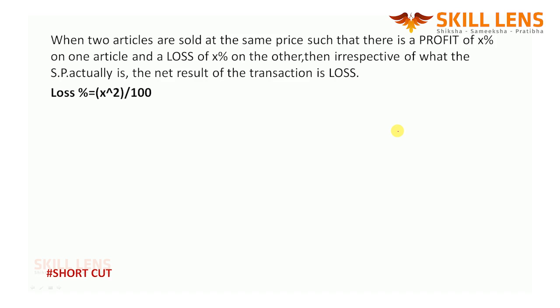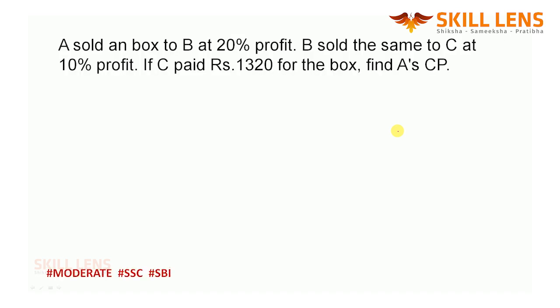How about the third one? The third one is: selling price of two articles are same. First one at some X percent profit, the other one also X percent loss. Then your answer is what? Always you will end up saying loss percentage. The loss percentage is what? X square by 100 percent. Okay. This is how your three models are very, very important. Let's go to the next question.